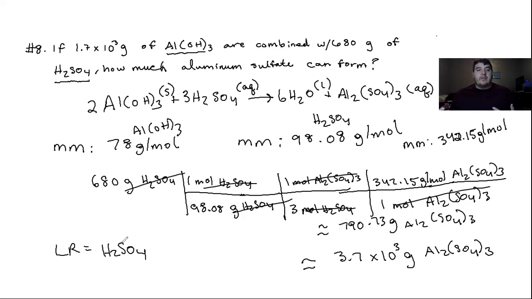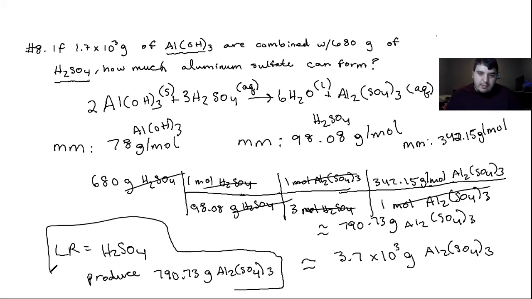And luckily for us, we just found the answer to this problem because we wanted to calculate how much of this can be produced. And we've now seen that we can produce exactly 790.73 grams of aluminum sulfate based on being given 680 grams to start with. So this right here is going to be the final answer. We weren't asked to find the limiting reagent. However, finding the limiting reagent was critical in order to get this problem correct.